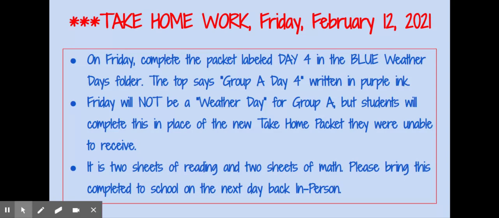It's 2 sheets of reading and 2 sheets of math for you to use as your take home work for this week. Next week, we will send home the next set of take home folder work for future weather days if needed that will be labeled 4, 5, and 6. This is bonus that we stuck in there for Group A because we wanted to make sure you had enough resources. So on Friday, February 12th, even though it will not be an official HCS weather day for Group A, students will go into their blue folder and pull out the packet that says Day 4.